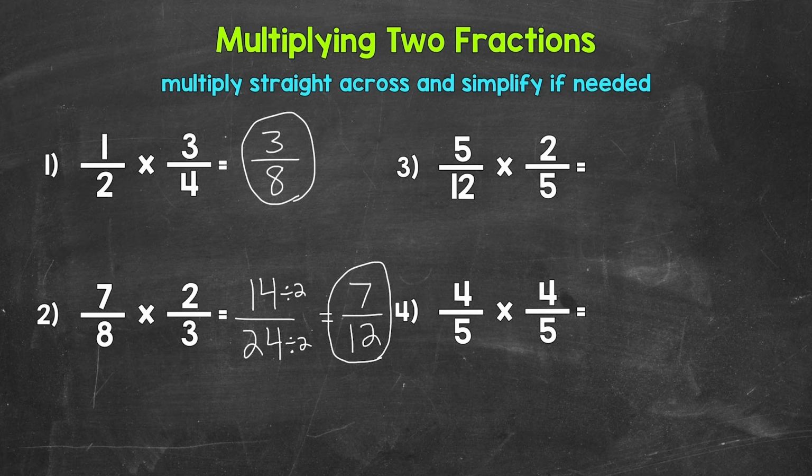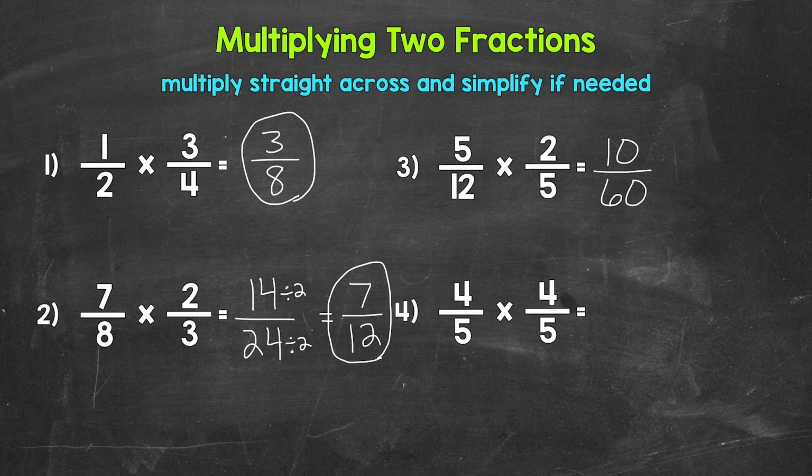Moving on to number 3, we have 5/12 times 2/5. Let's multiply the numerators. 5 times 2 gives us 10. Now for the denominators, 12 times 5 gives us 60. So we end up with 10/60. And that's our answer. But 10/60 can be simplified. We have common factors of 10 and 60 other than 1 that we can divide by here.